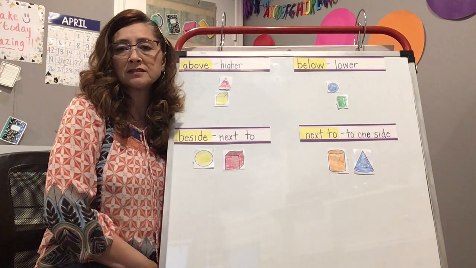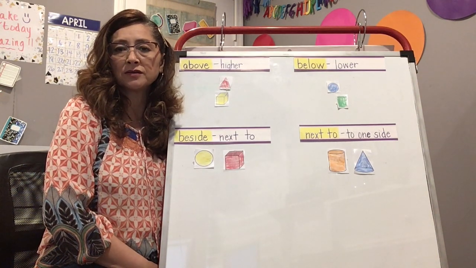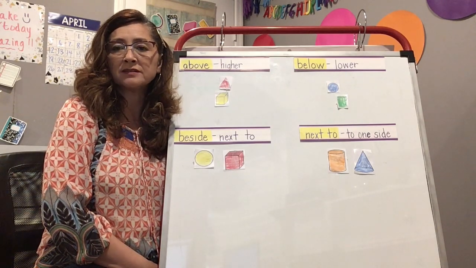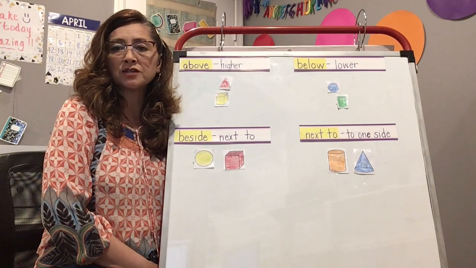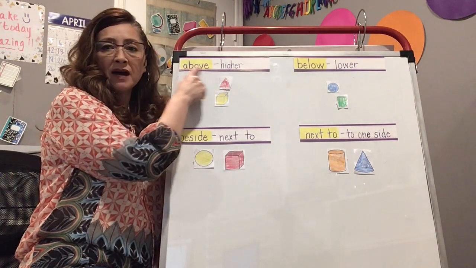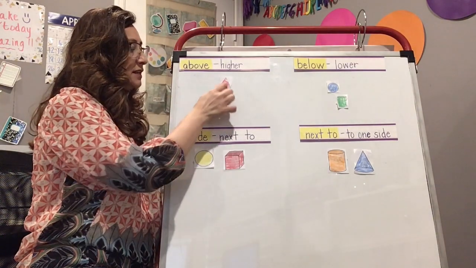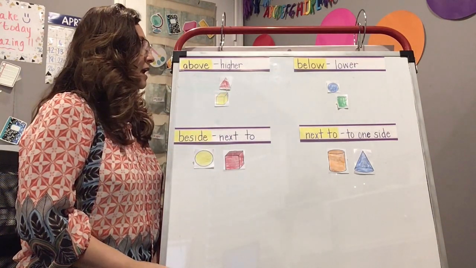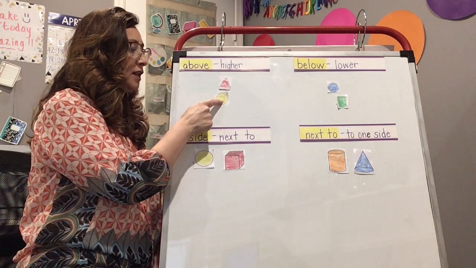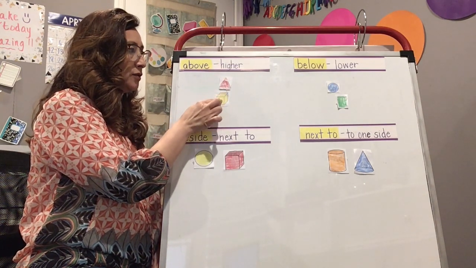Before we begin our lesson today, let's do a really quick review of the words that we have already learned, or the positional words or phrases that help us identify where an object is in our environment. Let's take a look at our first word, above. Above means higher. So we can say that the red cone is above the yellow cube.